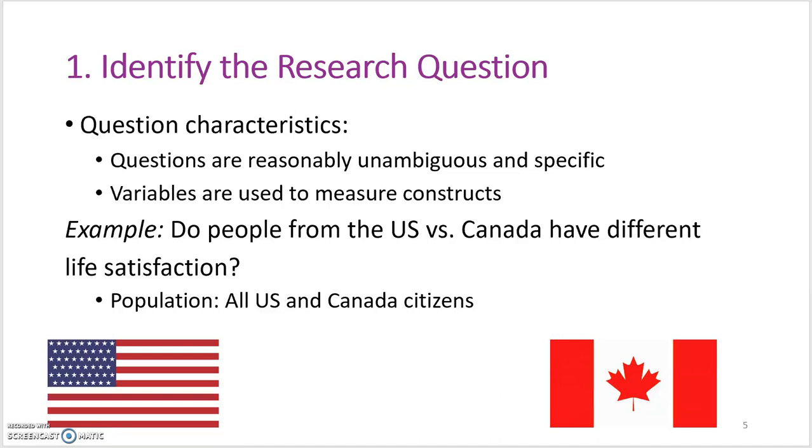So for example, I might wonder if in the US and Canada, one group of citizens has better life satisfaction than the other. And here my population would be all United States and Canada citizens, and I'd have to sample from this population for a research study.